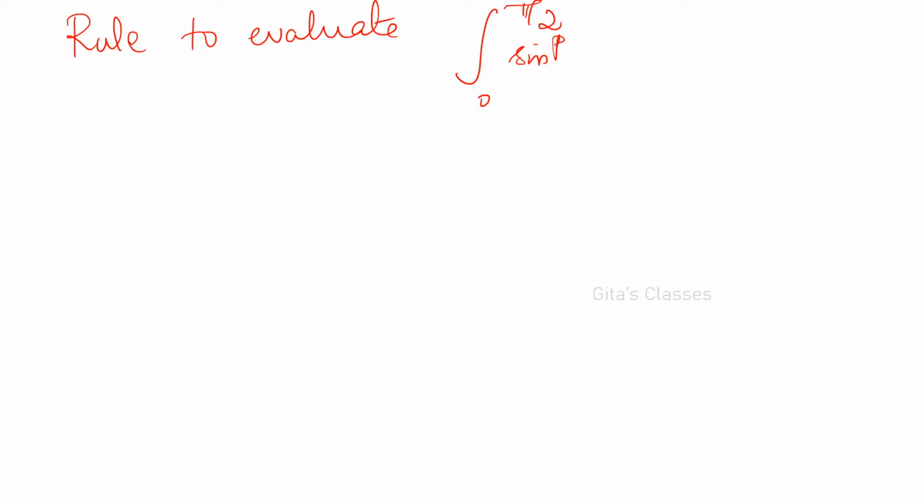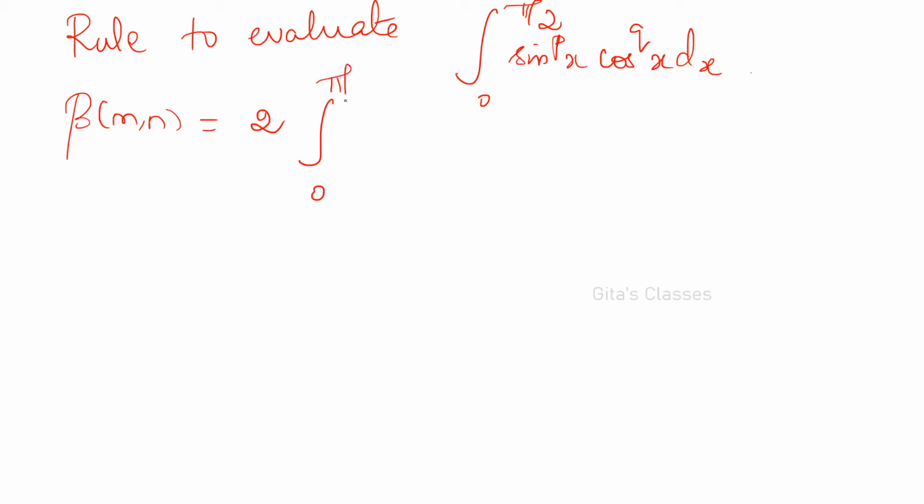So now the rule to evaluate integral 0 to pi by 2 sine power px into cos power qx dx. What is our beta of m comma n? Already we have seen by definition, you can express beta of m comma n in terms of trigonometric functions also. There we have seen integral 0 to pi by 2 sine power 2m minus 1 theta into cos power 2n minus 1 theta d theta. Okay, in the place of theta I can have x also. It is a dummy variable.